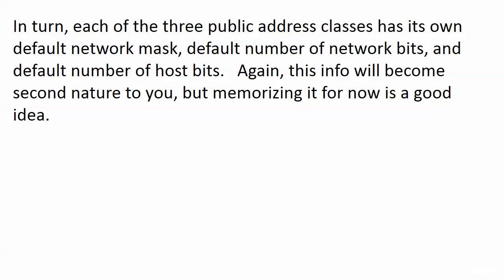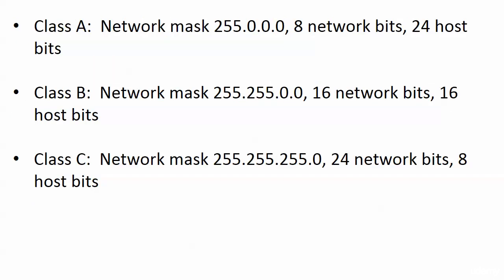Now, in turn, each of those public address classes we just looked at, A, B, and C, each one has its own default network mask, its own default number of network bits, and its own default number of host bits. This information will become second nature to you, but memorizing it for right now is an excellent idea. Class A, the default network mask is 255.0.0.0. We know now what that means as far as the network bits and the host bits are. The first 8 bits in that address are set to 1, so we know we've got 8 network bits, and then everything else is a host bit, 24 host bits.